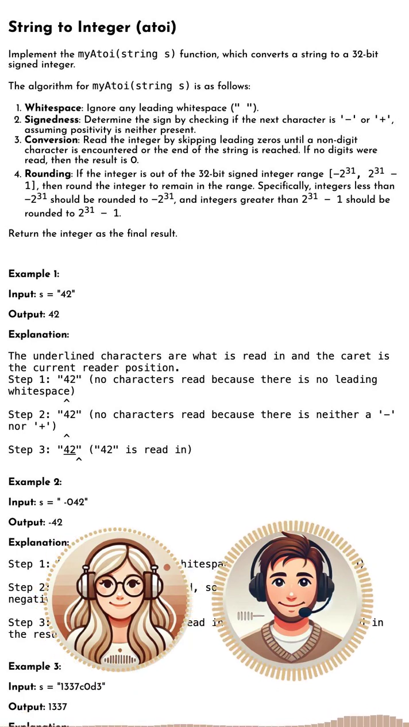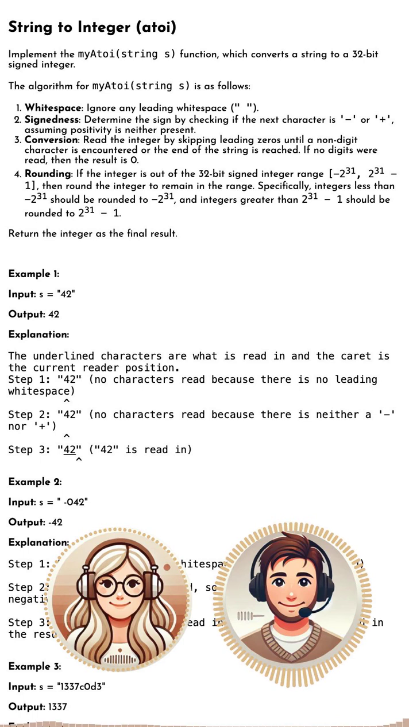Okay, so let's set the scene here for our listeners. Imagine you're given a string. It could be something straightforward like 42, or maybe it's got some white space in there like "   -42", or even something totally messy like "1337 C0D3", or even "words and 987". Like, what do you even do with that?